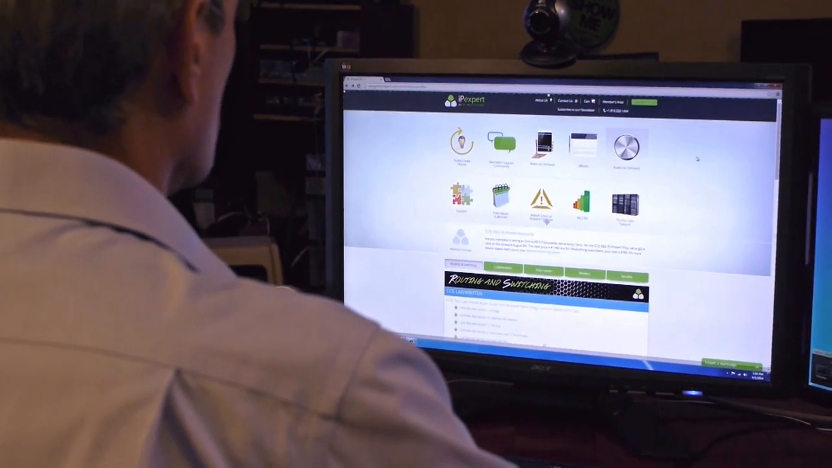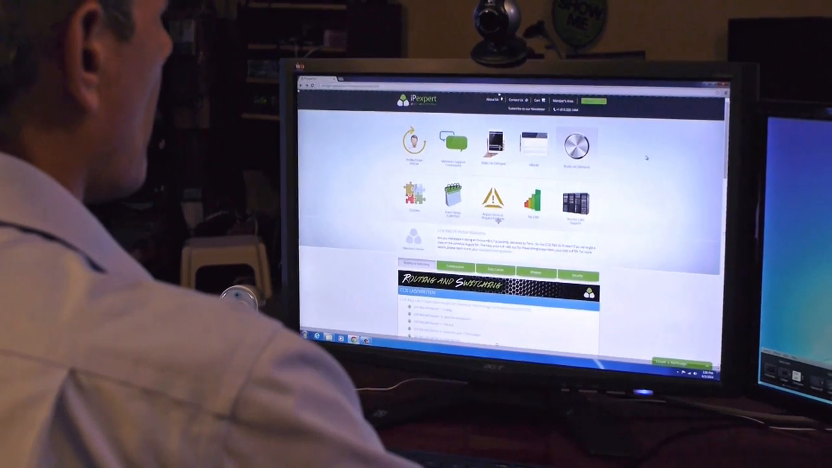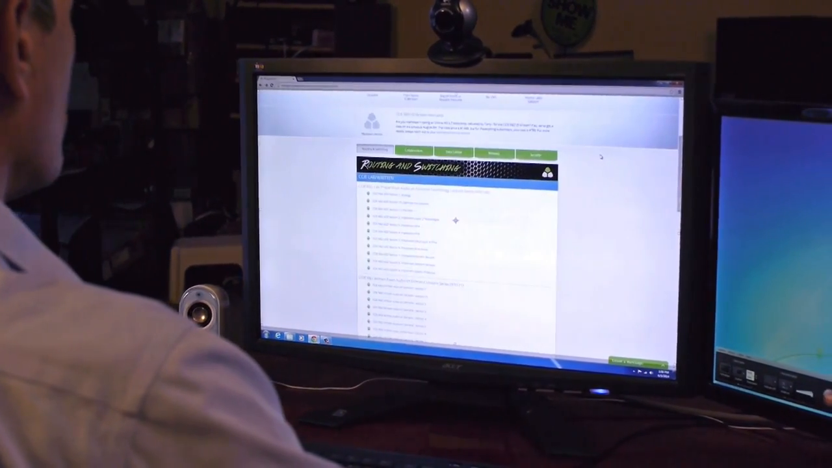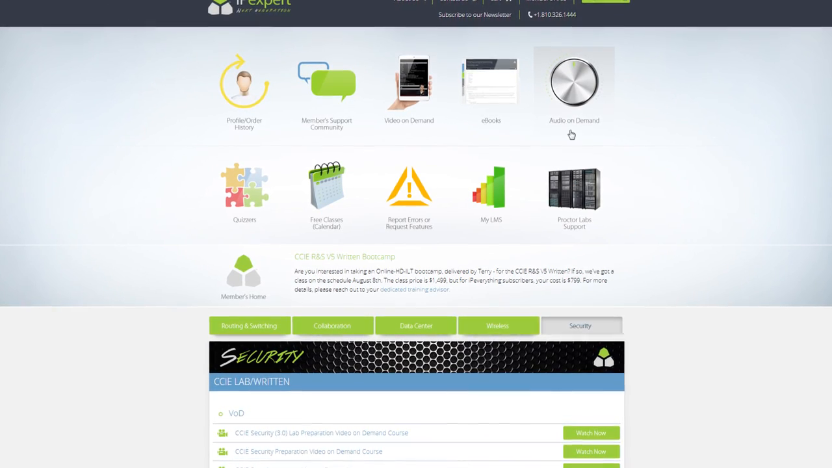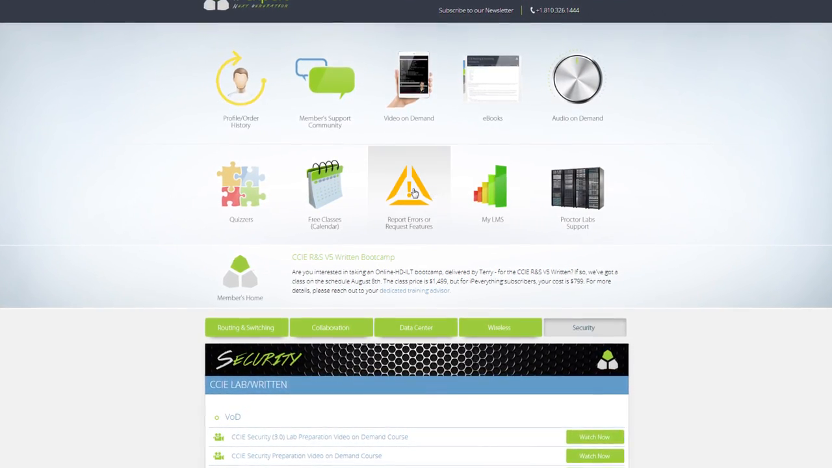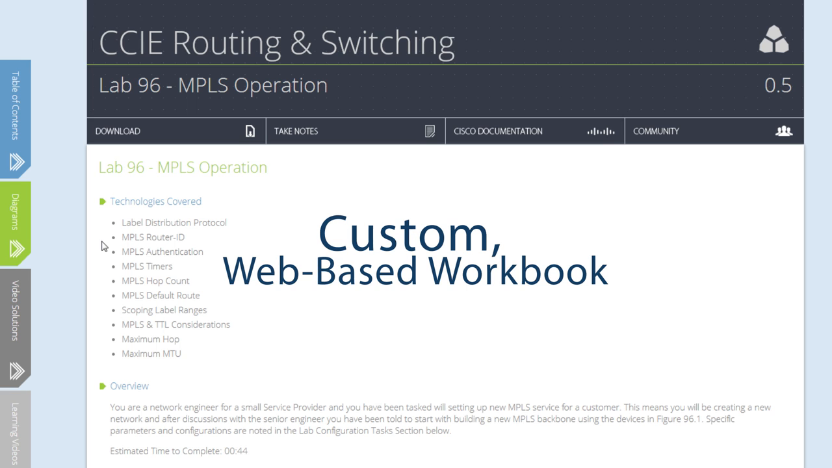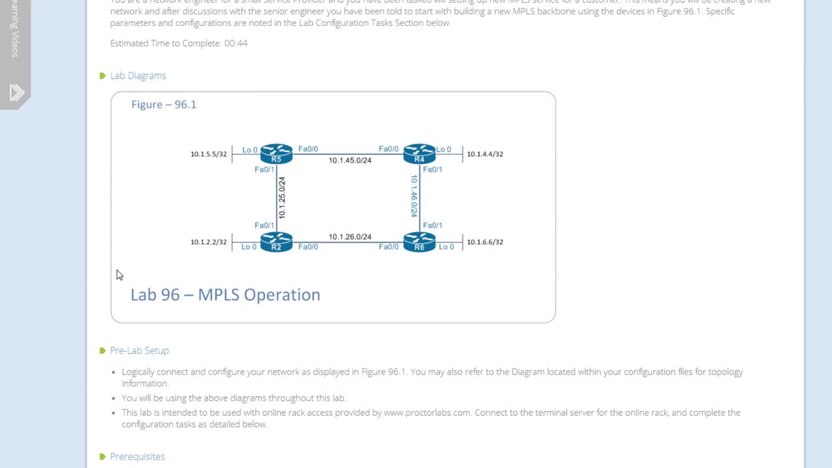When it comes to technology and delivery, iPexpert Next Generation is clearly the market innovator. We've redesigned our delivery and website and have built a user-friendly, eye-popping members area. We've built a custom web-based workbook interface for the next generation student.